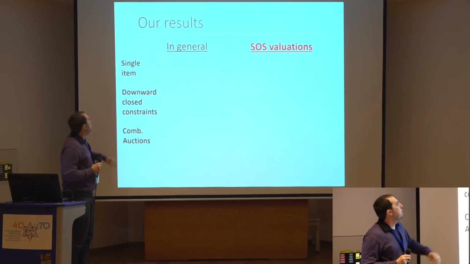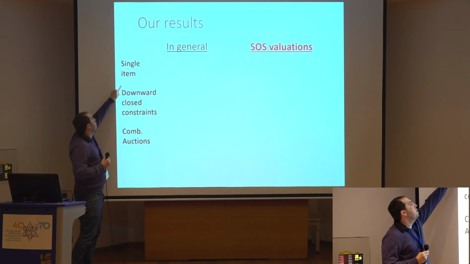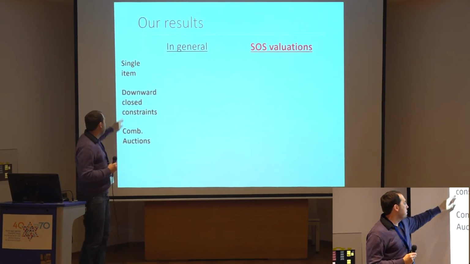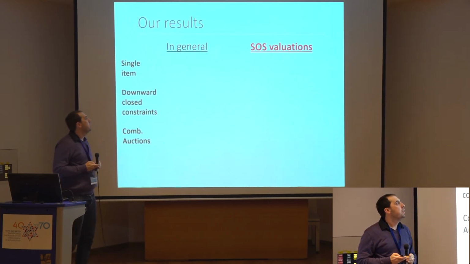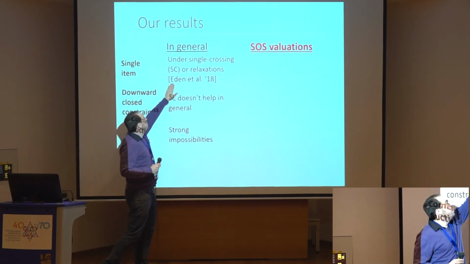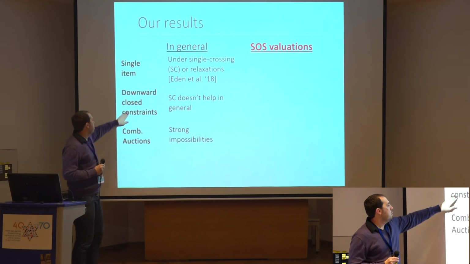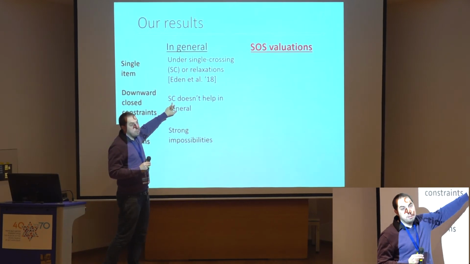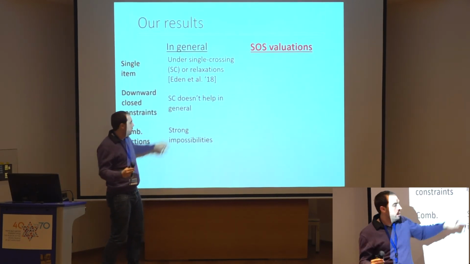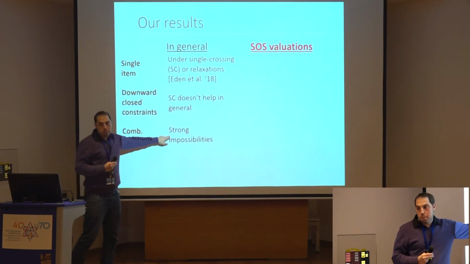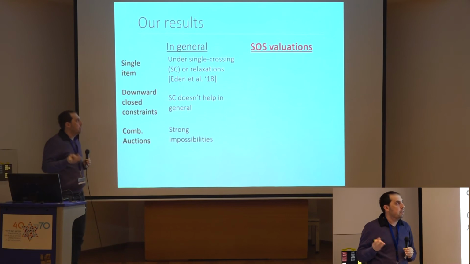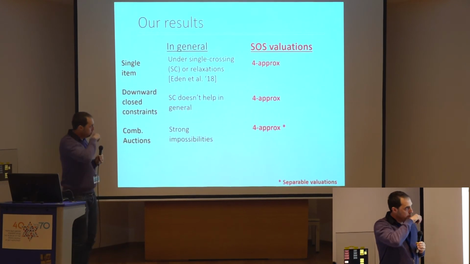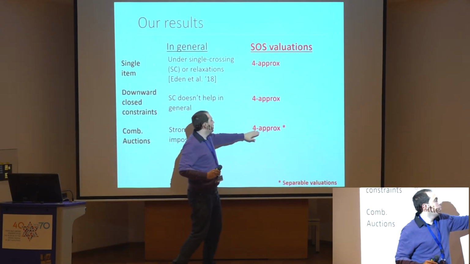So what are the results? I'm going to talk first about welfare approximation for a single item, for single parameter bidders with downward closed constraints, and for general combinatorial auctions. In general, for a single item, we can do optimal only with single crossing. For downward closed constraints, even there we can't achieve the optimal mechanism with single crossing. And for combinatorial auctions, there is the strong impossibility I talked about. We generally cannot implement the optimal mechanism. What we get is, with submodularity, we get constant approximations for all of these.